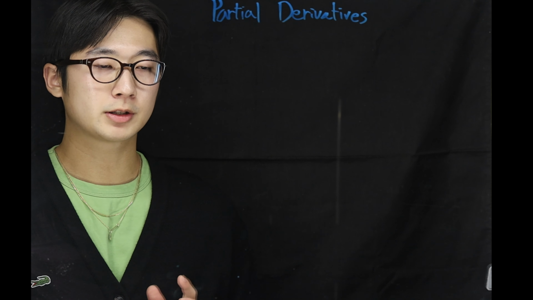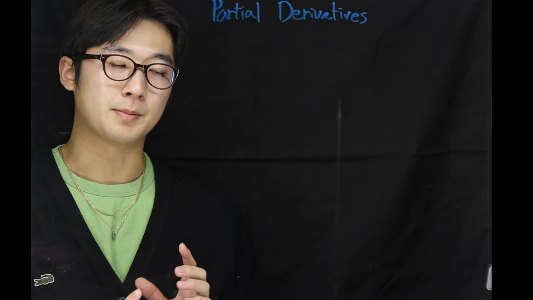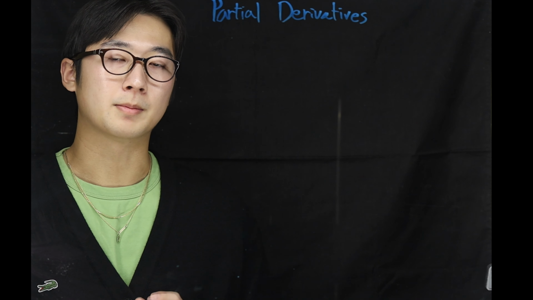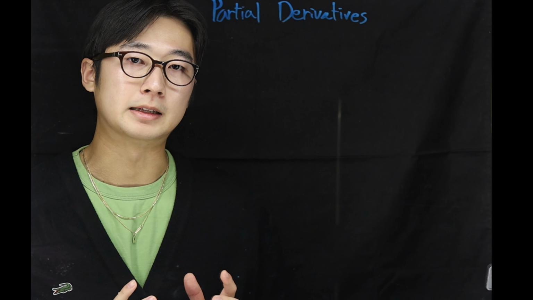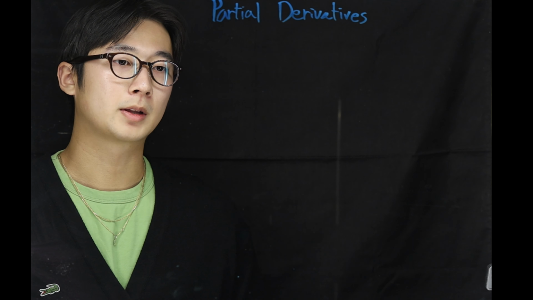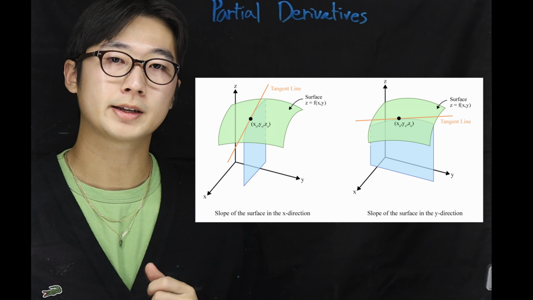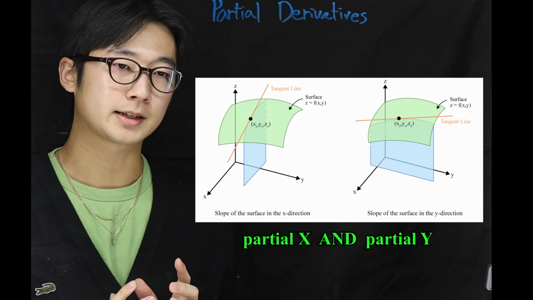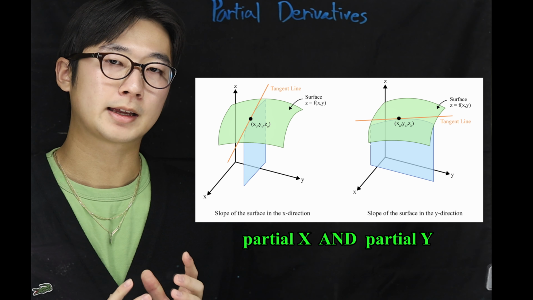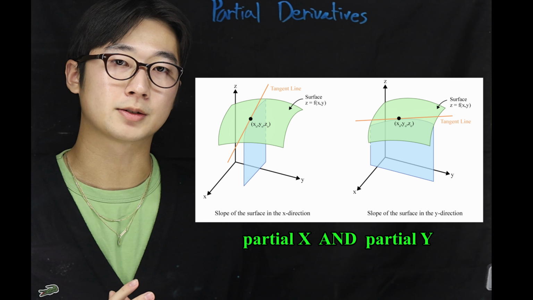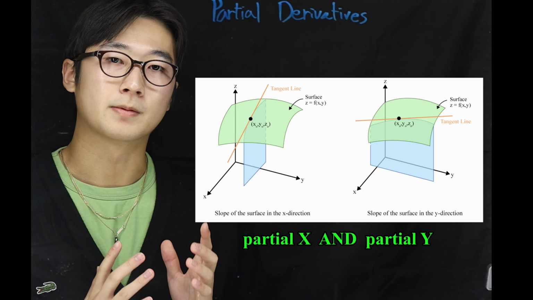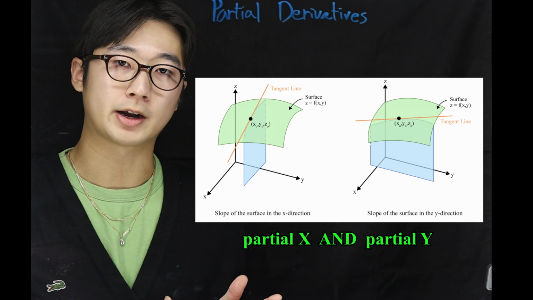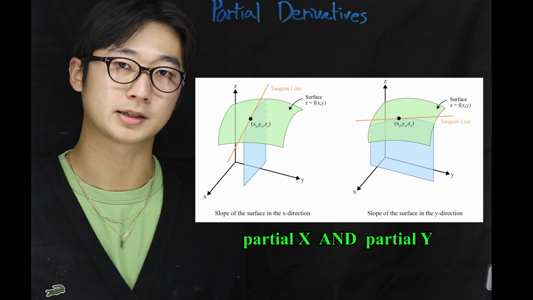All right, we just talked about the definition of partial derivatives. Now I want to talk a bit more deeply about what they actually mean. So interpretation wise, partial x gives us the instantaneous rate of change of f in the positive x direction with y held constant.